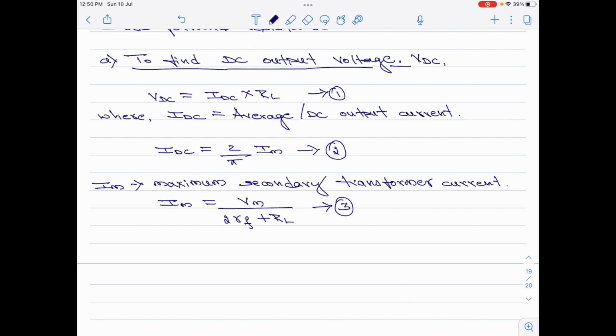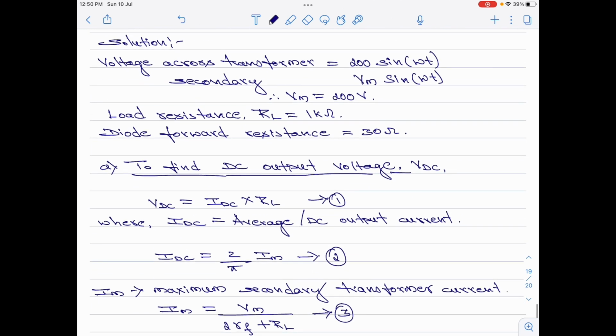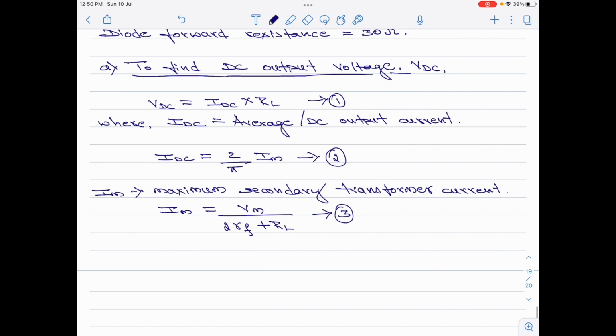Now in equation 3, we have Vm, which we previously calculated, and is equal to 200 volt. The value of Rf is given. The value of RL is also given. So let us start substituting and find the value of Im. So this is equal to Vm, which is 200, divided by 2 multiplied by Rf, which is 30, plus RL, which is 1000 ohms. So the answer for Im is 0.1886 amperes. Once I find Im, I will substitute that into equation 2 to find IDC.